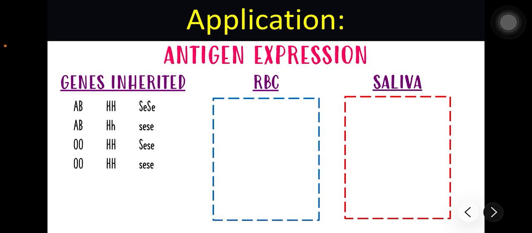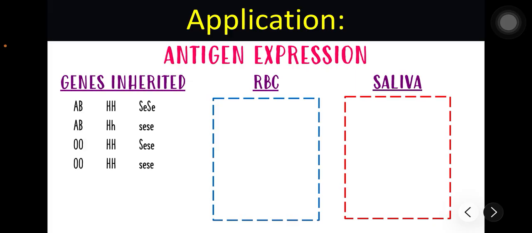Now let's try to apply your knowledge from the previous discussion on whether the antigens that you have inherited can be expressed on either the RBC or saliva. So we have here the first example, the genes inherited by this first person. We have the AB, then the big H, then the big SE.